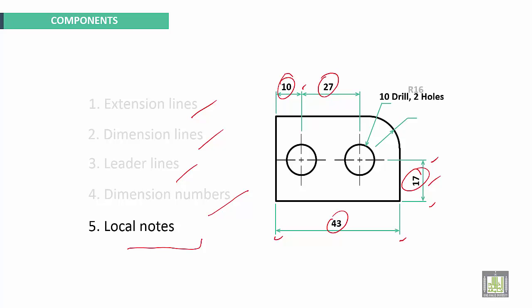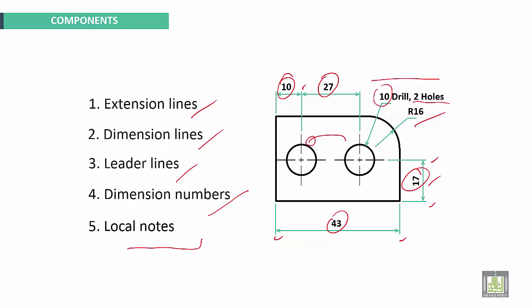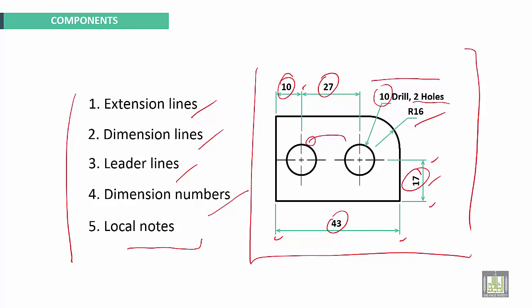And local nodes, for example, 10 drill, 2 holes. That means this is a hole, drilled hole, with 10 millimeters diameter, and we have 2 holes. It will be the same for the other hole. R16, this is the radius of the fillet. These are all components for dimensions.